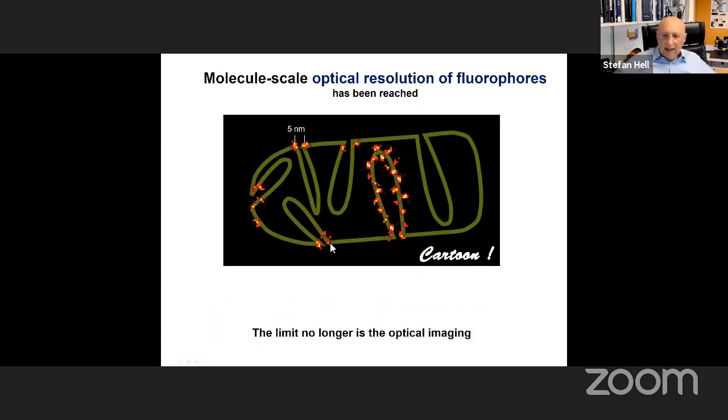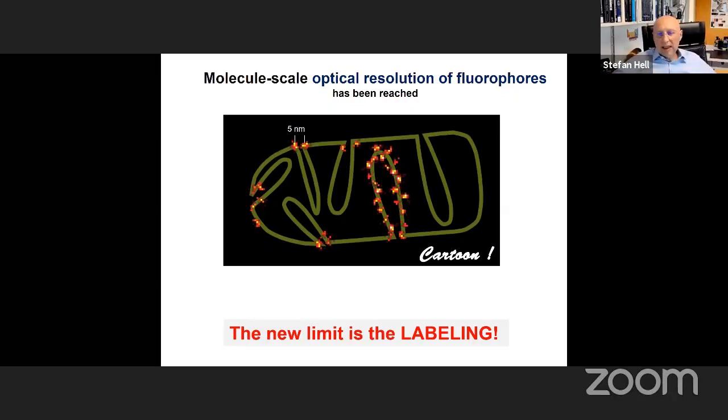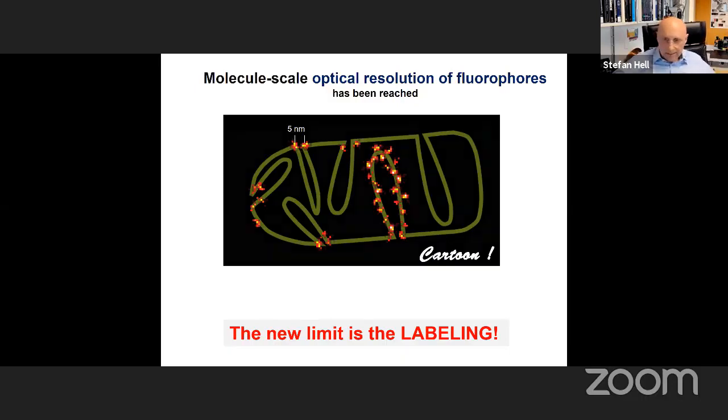So what I'm saying here is the limit no longer is the optical imaging. Thank God, this has been the notion for many, many decades. As a matter of fact, the limit is the labeling. And if you want, in my view, to make a fundamental stride in this field or get a Nobel Prize in this field, do something about the labeling, because this is the big unsolved problem at this point. And as a matter of fact, probably the only serious limit of getting fantastic images of DNA and the rest of it.